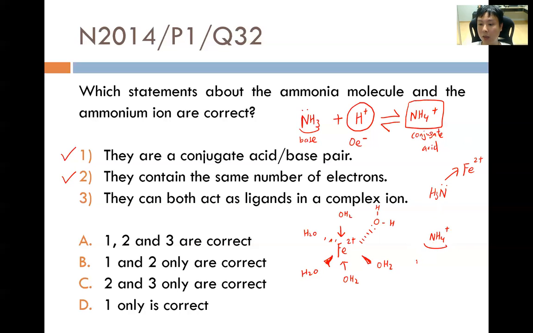So this one has no lone pair of electrons to form a dative covalent bond to a metal ion. Since it doesn't have a lone pair to form a dative covalent bond to a metal ion, the NH4+ will not be able to act as a ligand in a complex ion, while NH3 is able to.